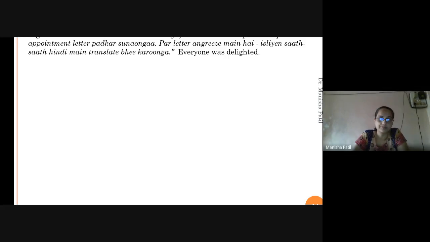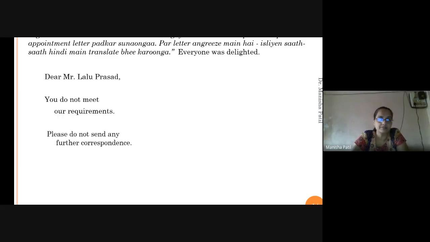Now see the letter. Dear Mr. Lalu Prasad, you do not meet our requirements. Please do not send any further correspondence. No phone call shall be entertained. Thanks, Bill Gates. So actually, he is rejected. He has not got a job.